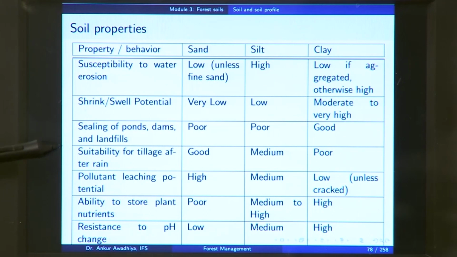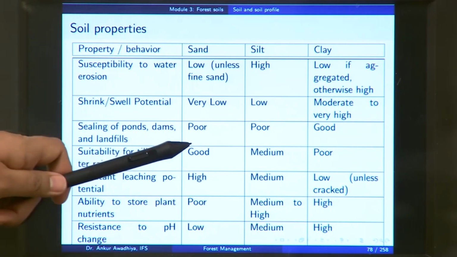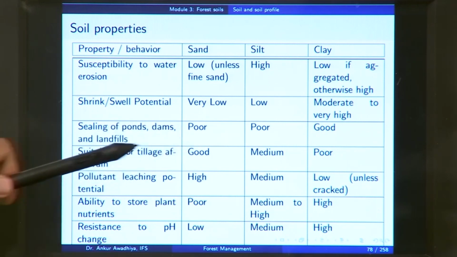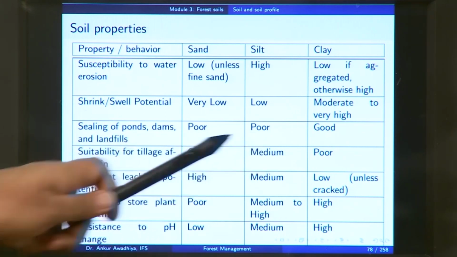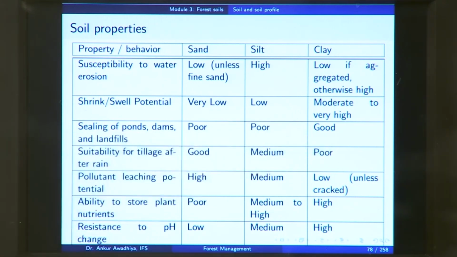Now, if you look at suitability for tillage after rain, sand is very much suitable. Silt has a medium level of suitability and clay has a poor suitability, because right after rain clay soils will swell and expand and become a very sticky aggregate, because of which it will be difficult to till this soil.